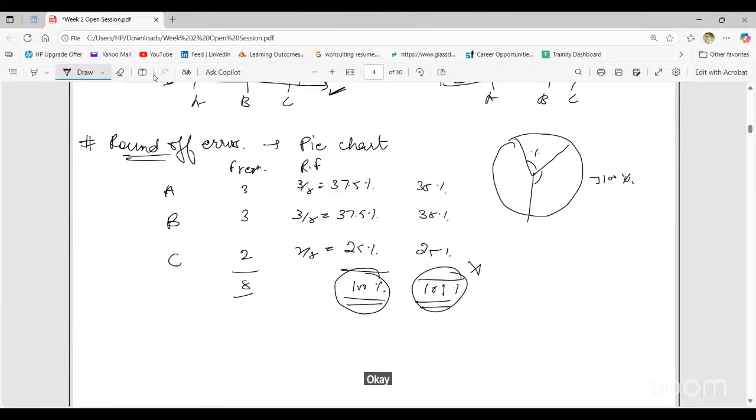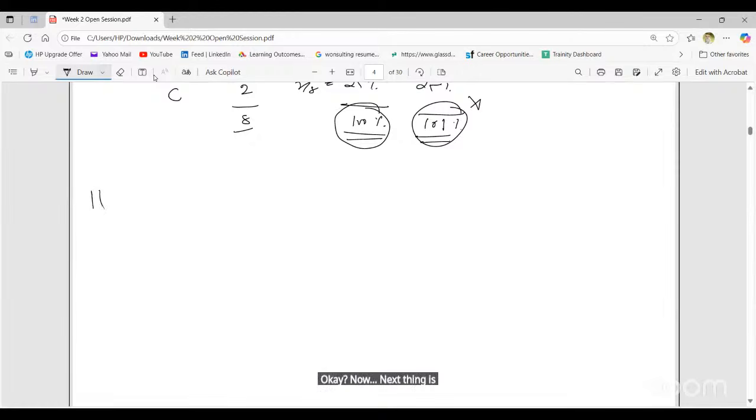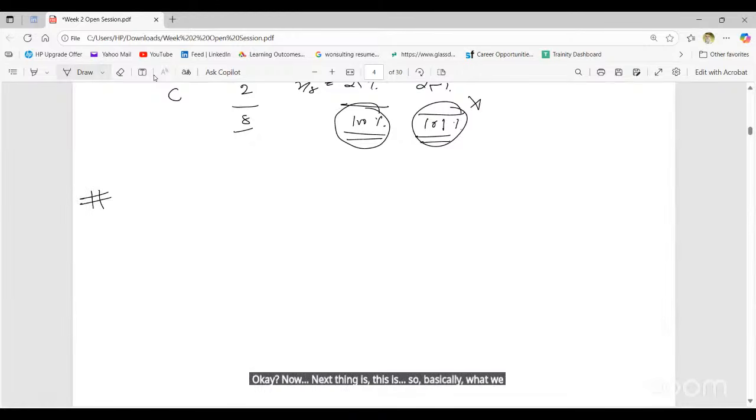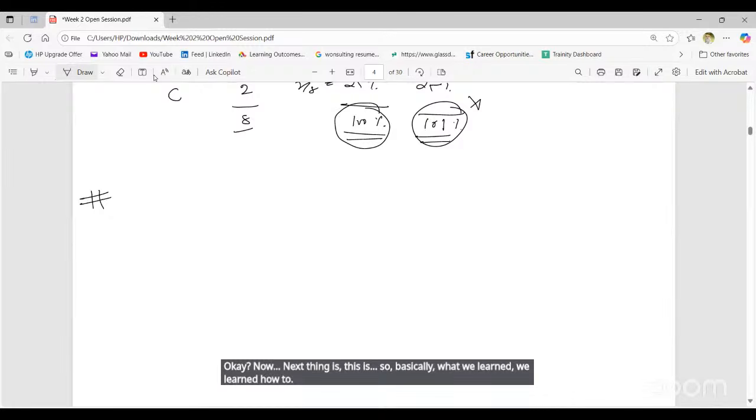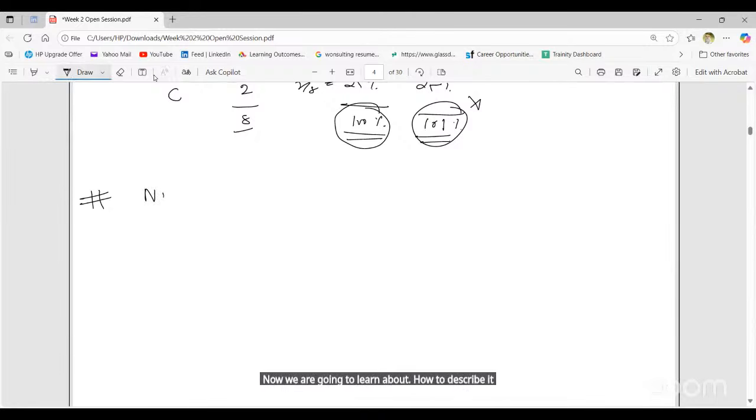Okay. Now, basically what we learned is how to describe categorical data graphically. Now we are going to learn how to describe it numerically, or in number form.